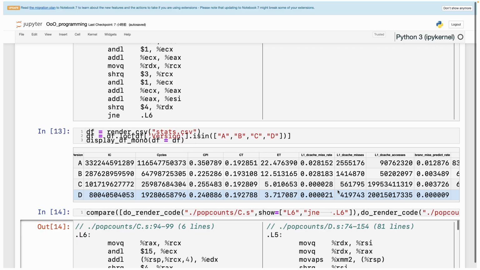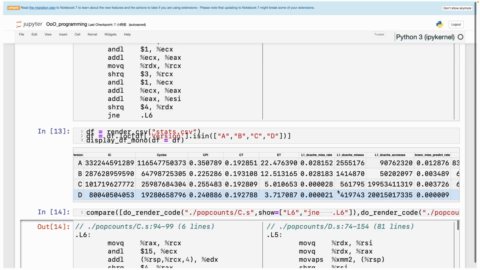Right? Look at the CPI. It's slightly better than C, but not too much because inside of the loop iteration it's still doing the same thing. So the CPI doesn't change that much. The CPI is about the same. What really gives us the performance difference is the instruction count, right?